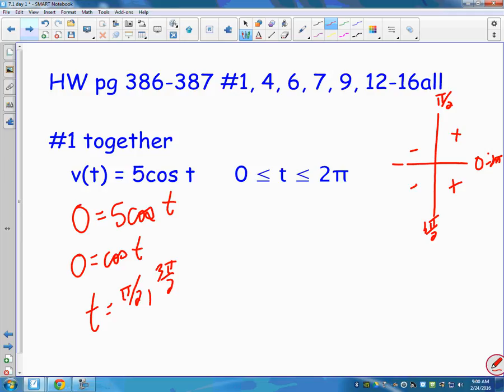The graph of cosine also looks like that. It starts up positive, and then at pi halves it's going to go down and be negative until 3 pi halves, and then come back up. And so then you need to write your answers. You need to say, where does it stop? And then you need to either write intervals or inequalities to tell me where it is moving to the left and where it is moving to the right.